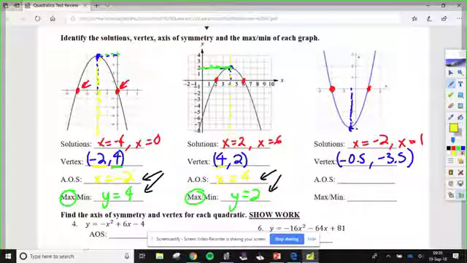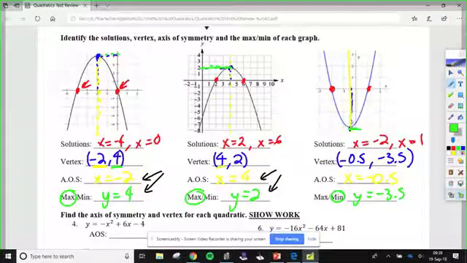Our axis of symmetry, remember, the line that slices right down the middle, is the same as the x value in our vertex, so it's also x equals -0.5. And the max or min, it's a minimum in this case since it's all the way at the bottom, and it's about y equals -3.5. All right, you can pause the screen if you need more time on that, but I'm going to move along.